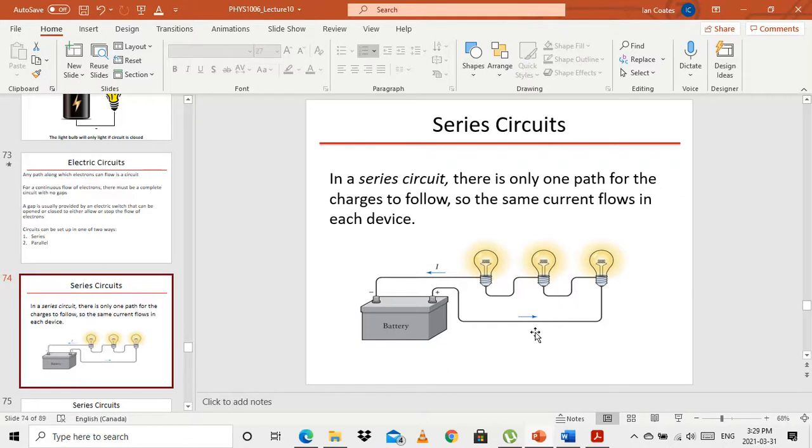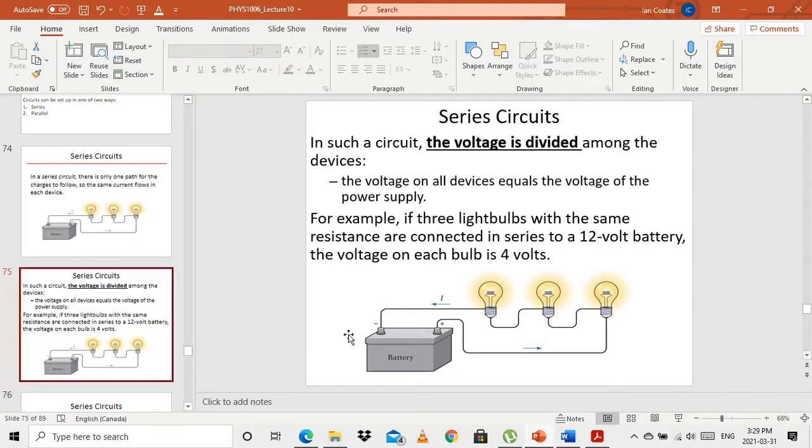There's only one path. During the holiday season, it's really bad to have lights like this, because if one light goes, then they all go. So this is interesting to note. In a series circuit, the voltage is divided among the devices. The voltage across all devices equals the voltage of the power supply.